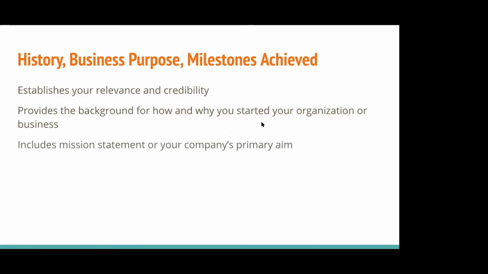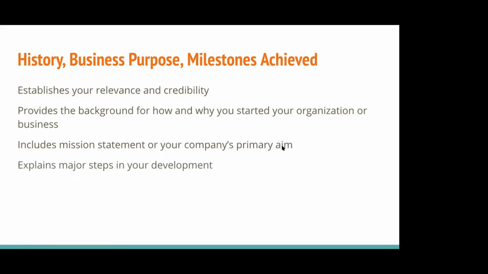In this section, this is where you may be asked to include what's called a mission statement. Some businesses may have a mission statement, some may not. In the nonprofit field, every nonprofit organization has a mission statement. It's basically a statement about what you do and why you do it. Sometimes it can be a sentence, sometimes it's a paragraph. If you don't have a mission statement, and this is the first time maybe you're hearing this term, it's basically your company's primary aim. It's why you're in business, what you do, why you do it.